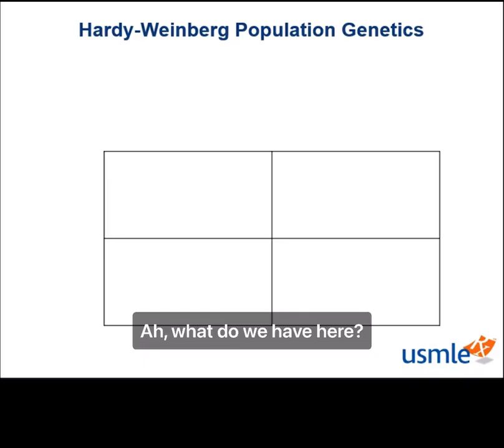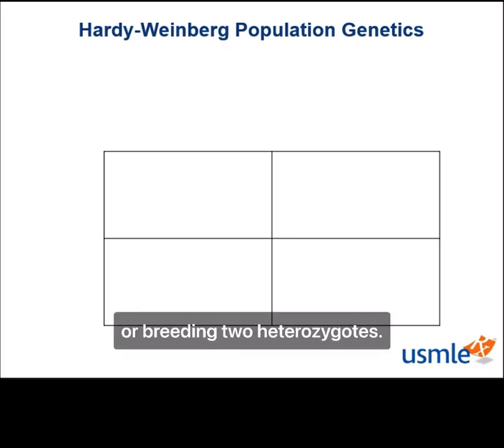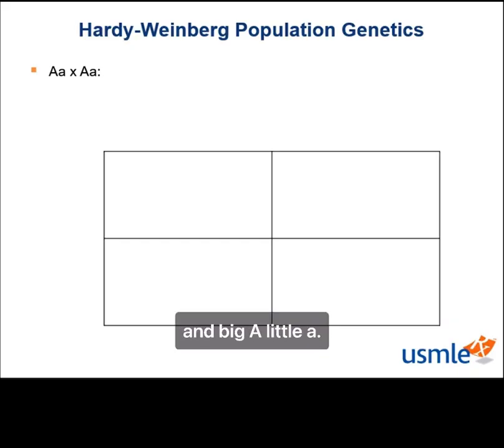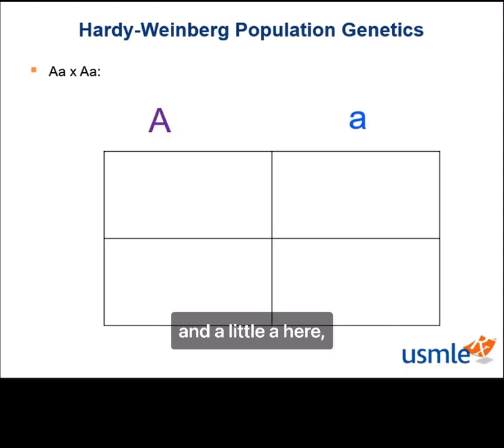What do we have here? It's a Punnett square. So let's say we are crossing or breeding two heterozygotes. So their genotype would be big A little a and big A little a. So let's put a big A here on top and a little a here, and a big A here on the left and a little a here.